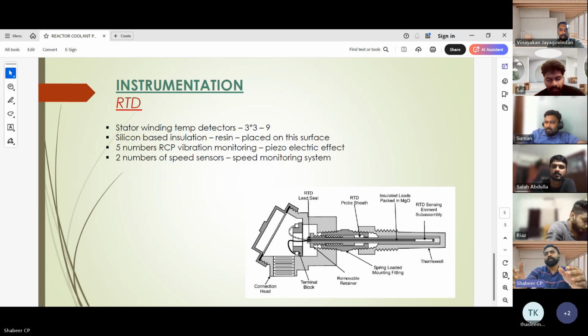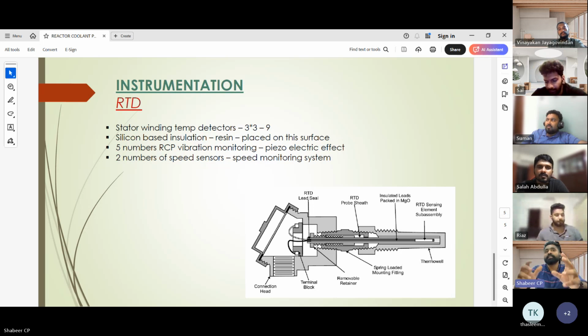Here, we are using this RTD for measuring the stator winding temperature. There are three phase windings in the stator, so 3 into 3, 9 sets of RTDs are used on the stator for stator winding temperature detection. Commonly, we are using silicon-based insulation, especially resins, for insulation of this winding. These RTDs are placed on the surface of the winding.